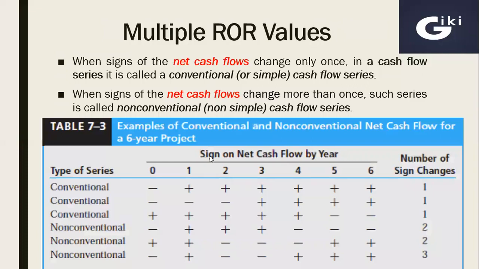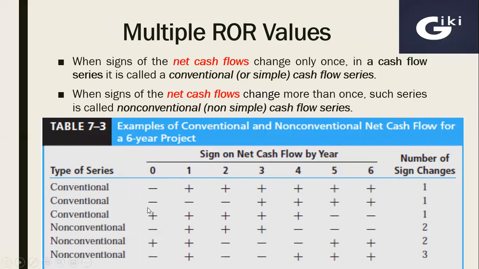Here are a few examples. Here we have net cash flows from year 0 to 6, and here we have the number of sign changes. In the first case, the net cash flow is negative at time 0, meaning we have outflows at time 0, and then throughout the life of the project we have positive net cash flows. So the sign is changing only one time. So this cash flow series is known as a conventional cash flow series.